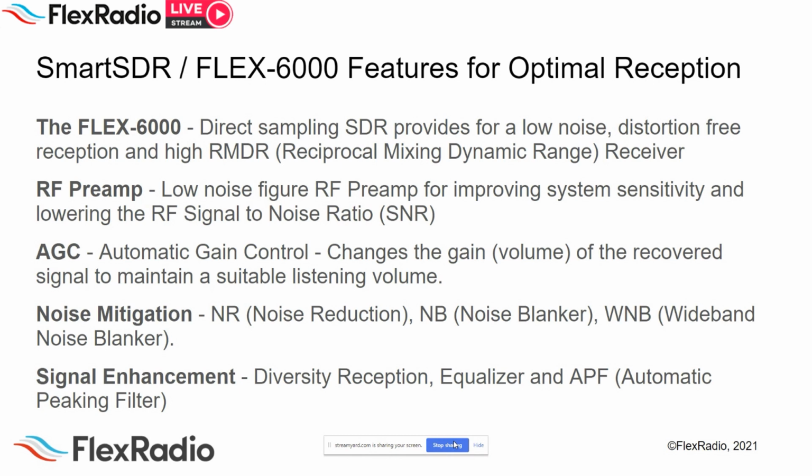There are noise mitigation features in the software. We have a noise reduction, a noise blanker, and a wideband noise blanker, and we'll talk about the different kinds of noise those features address, and when not to use them. We also have some signal enhancement capabilities. With certain radios, you can do diversity reception. We have an equalizer that can be used on receive, which is a very important feature in the radio. And for CW people, we have an automatic peaking filter, and we'll talk a little bit about that too.